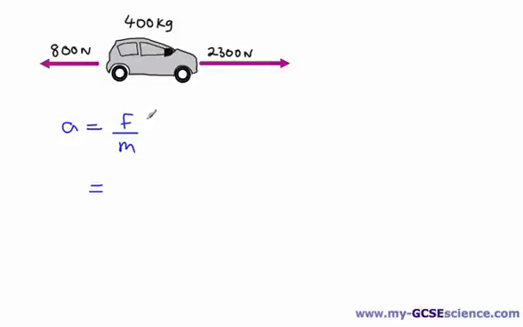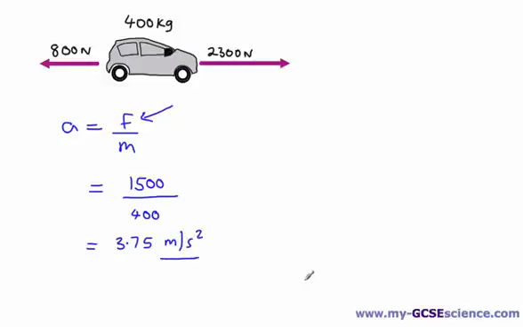So the resultant force, remember I said it was important that you realise that's the resultant force. The resultant force in this case is 23 minus the 800, so that gives us 1500 newtons of force in the forward direction, and a mass, very simply, of 400 kg, which gives us an answer of 3.75 meters per second squared. Don't forget to add the units, very important.